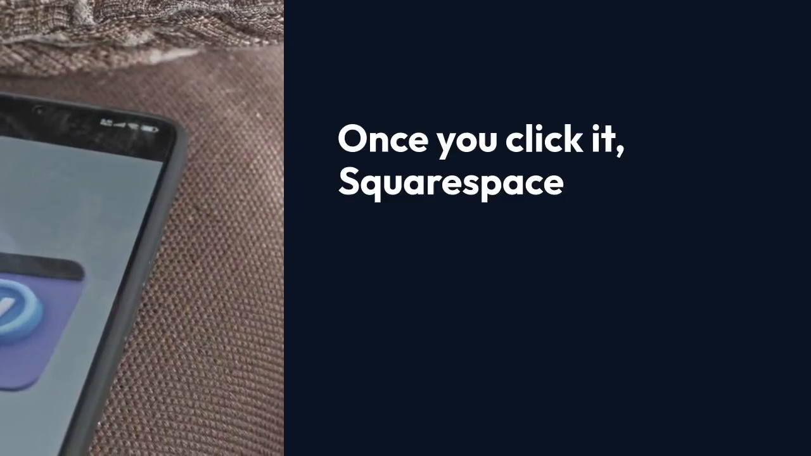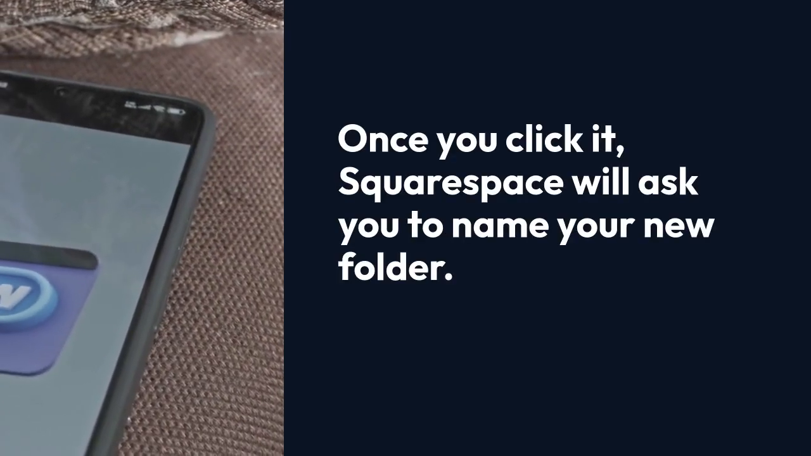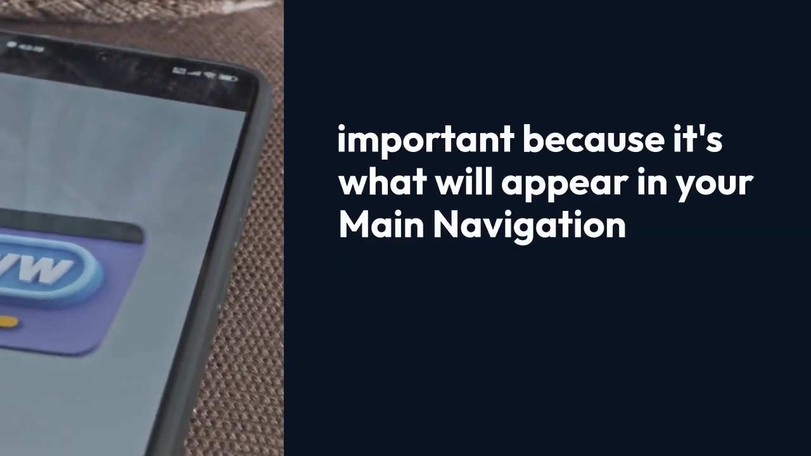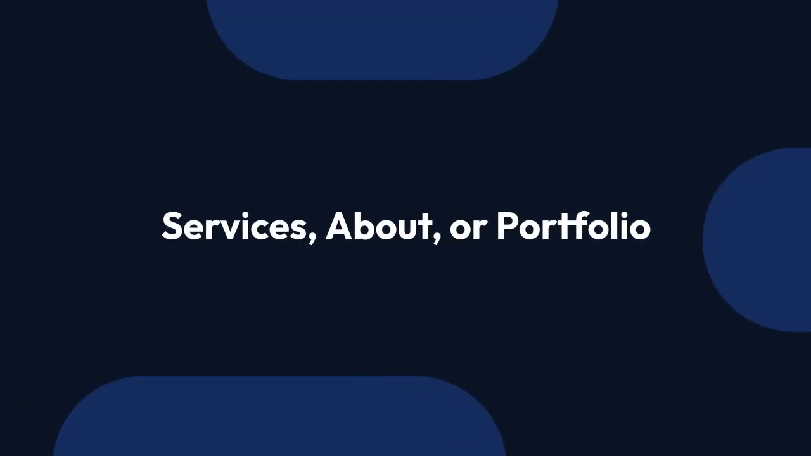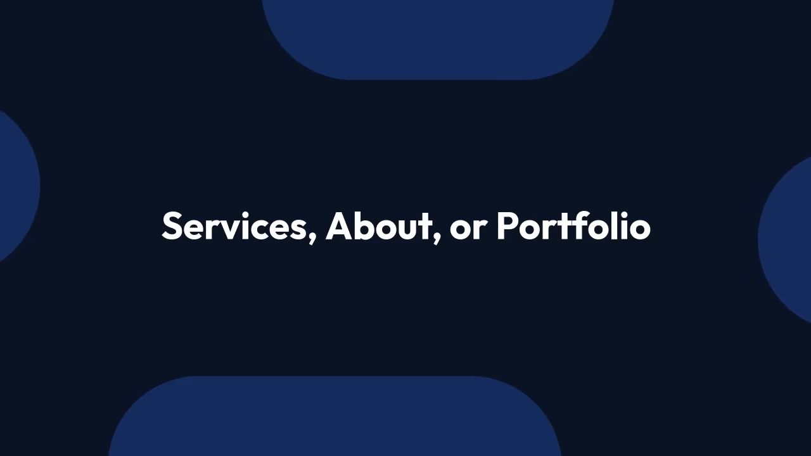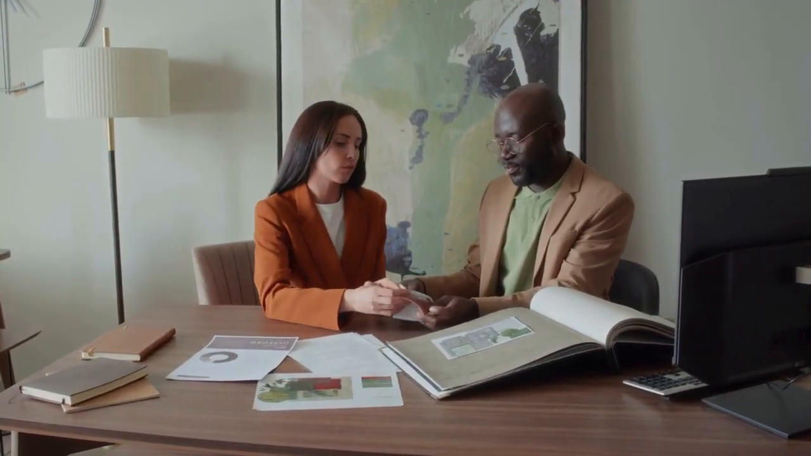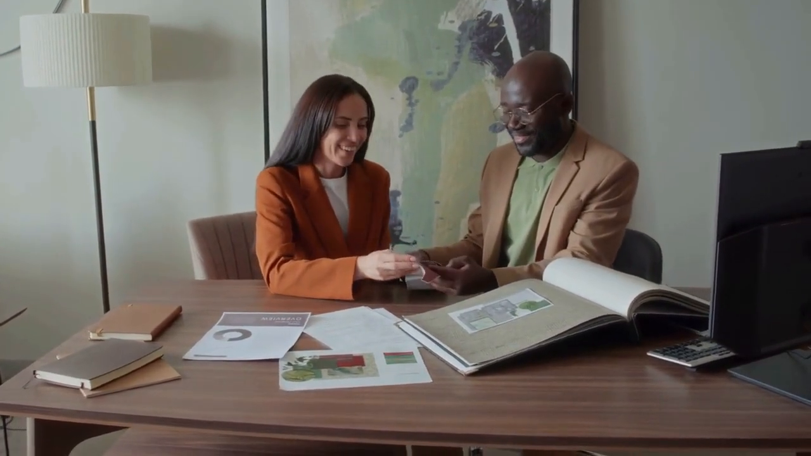Once you click it, Squarespace will ask you to name your new folder. This name is important because it's what will appear in your main navigation bar. For example, you could call it Services, About, or Portfolio. After you type in the name and press Enter, you'll see the new folder appear in your page list.